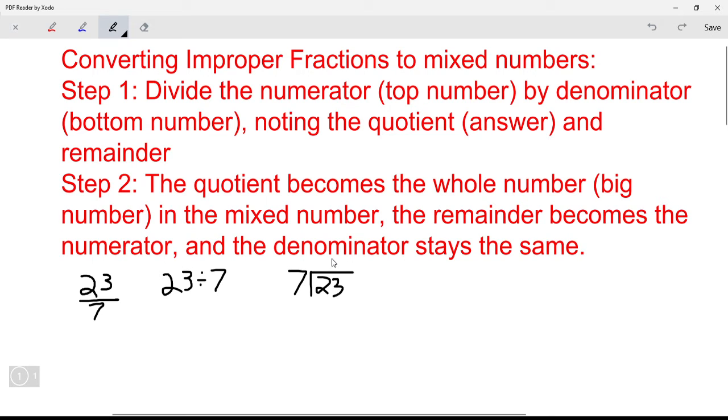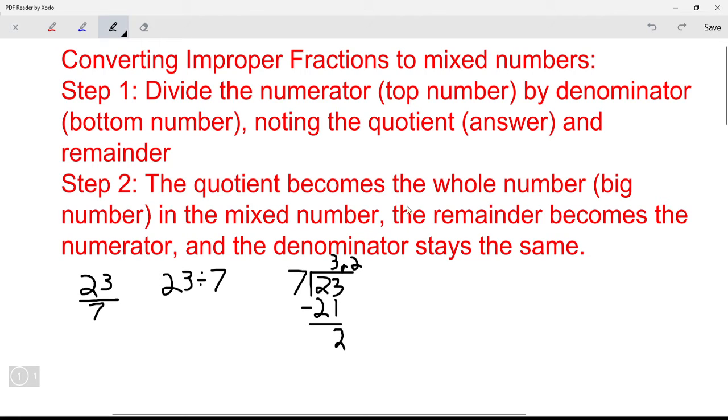So 7 goes into 23 3 times. 3 times 7 is 21. I subtract. I'm left with the remainder of 2. So, the answer is 3 remainder 2. Okay? So, I divided the numerator by the denominator. The quotient is the 3. And the remainder is 2.